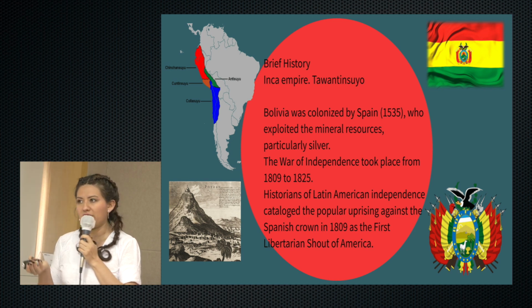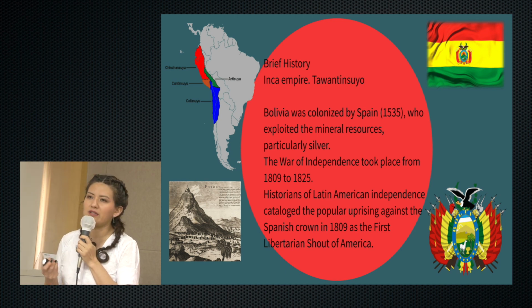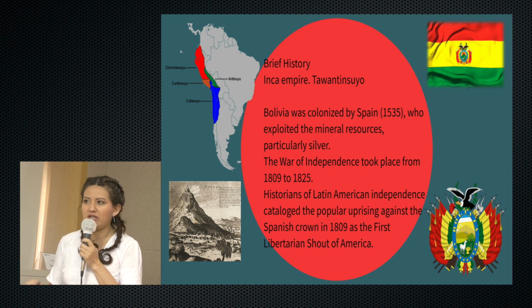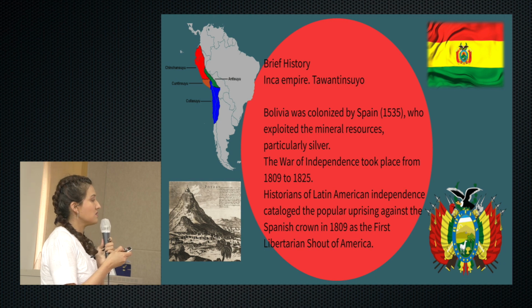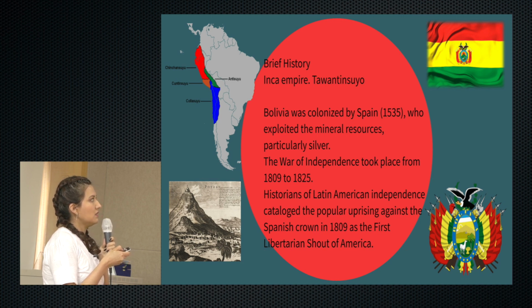So they asked where this gold comes from. And the people said, in the south, there is a big and rich empire. So they started the expeditions, and they got in between Paraguay and Argentina. And once there, they started coming to Bolivia, to the territory that now is known as Bolivia and Peru.